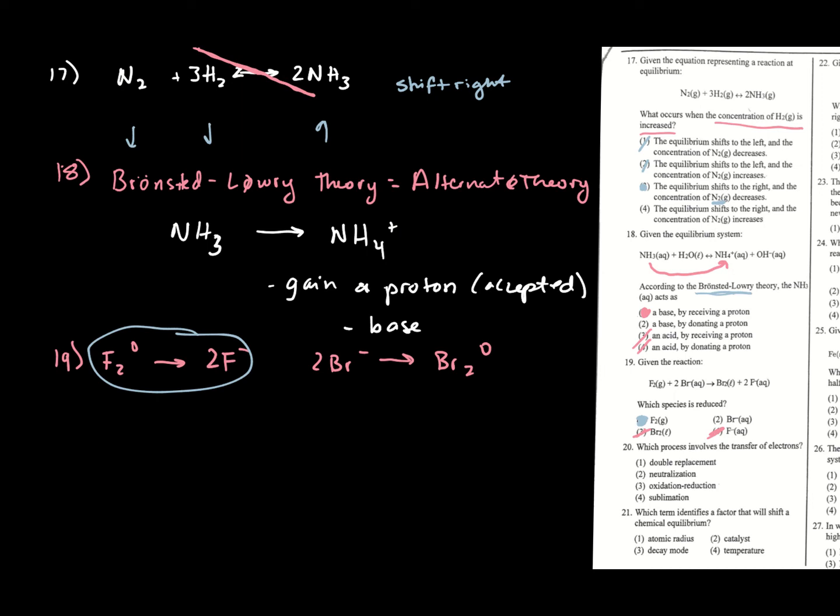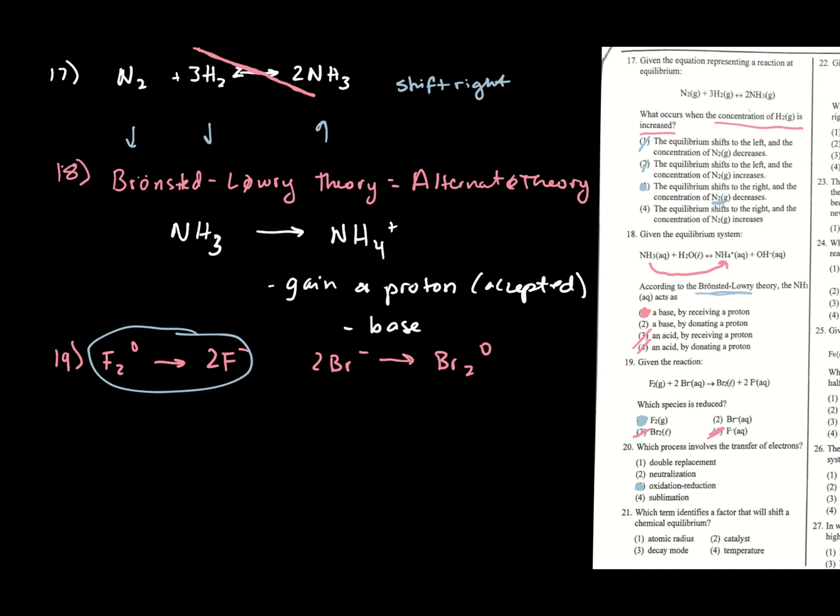Number 20. Which process involves the transfer of electrons? So when we're gaining or losing, we're thinking redox, oxidation reduction. Neutralization is about acids and bases. Double replacement is not actually an example of a redox. Single replacement is an example of redox. And sublimation is talking about phase changes. So it's just choice 3.